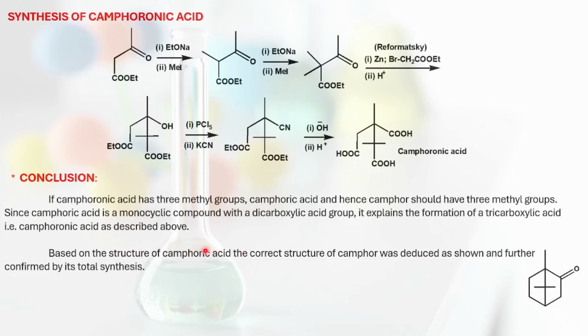If camphoronic acid has three methyl groups, camphoric acid and hence camphor should have the three methyl groups. Since camphoric acid is a monocyclic compound with a dicarboxylic acid group, it explains the formation of the tricarboxylic acid camphoronic acid. Based on the structure of camphoric acid, the correct structure of camphor was deduced as shown and further confirmed by its total synthesis. Here is the structure of camphor.